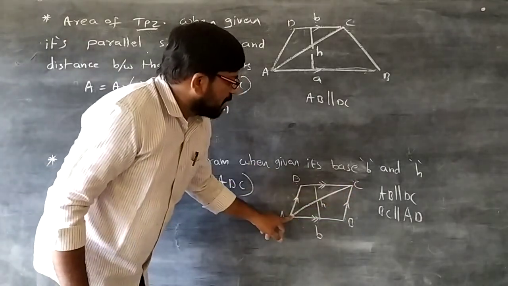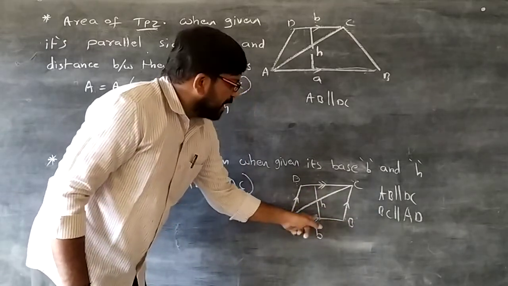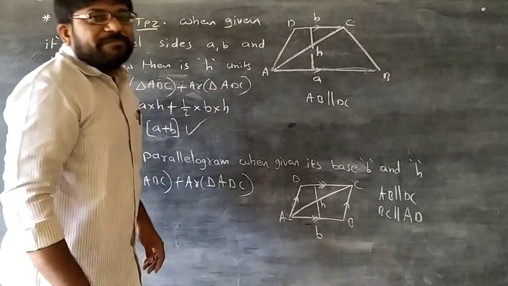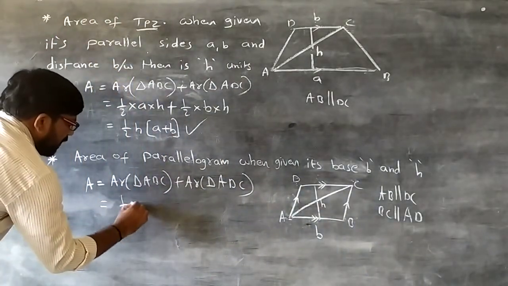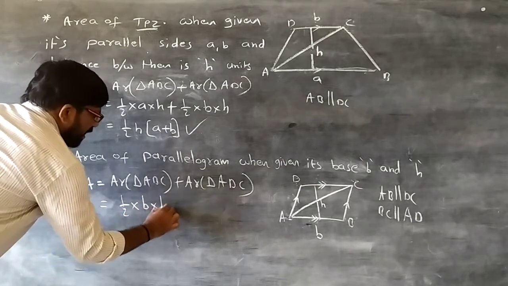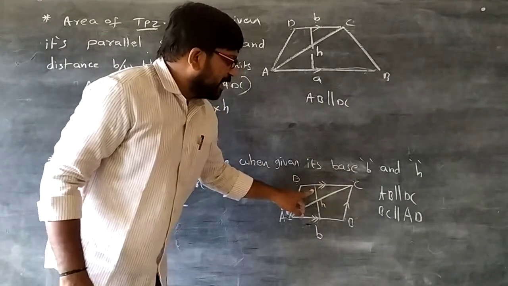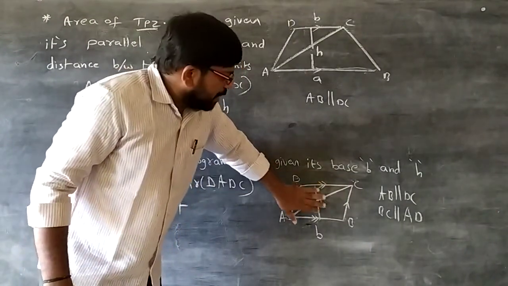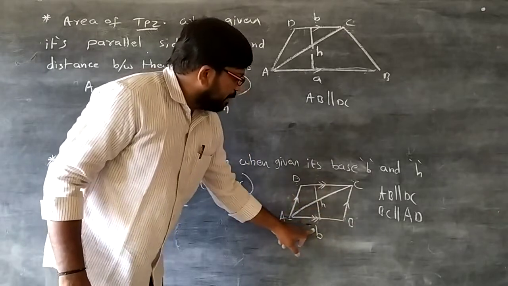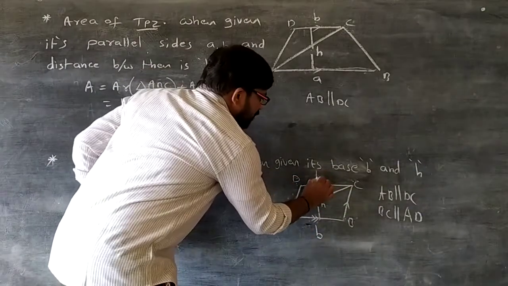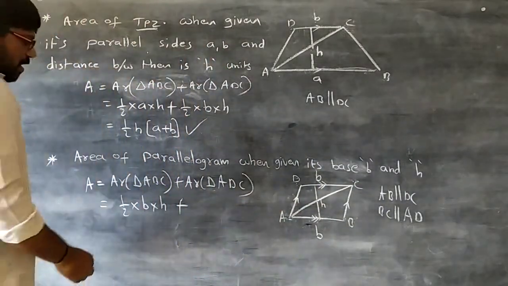Area of triangle ABC, half into base into height. Here base is B, height is H, right? Area of triangle formula, half into base into height, half into base B into height H, plus area of triangle ADC. So in parallelogram opposite sides are equal. It is B means it is also B, right? Opposite sides are equal and parallel also, right?